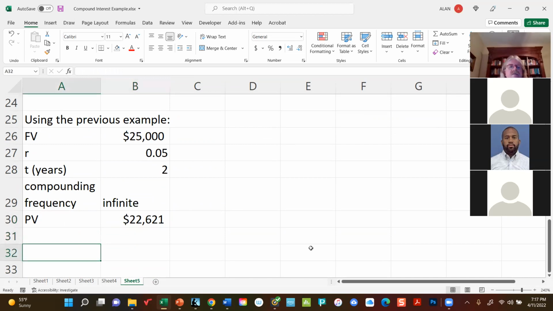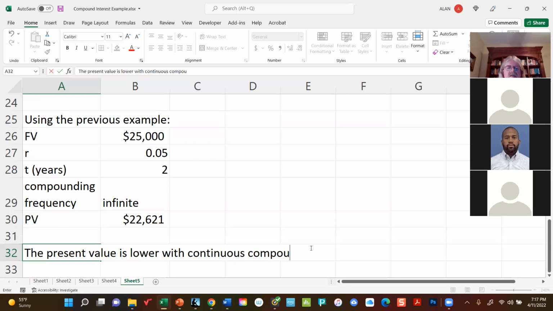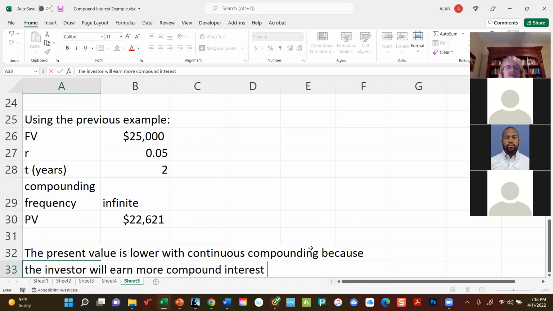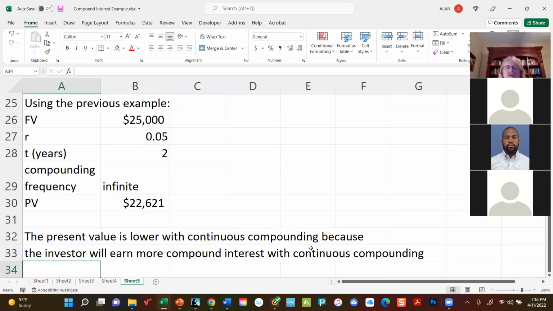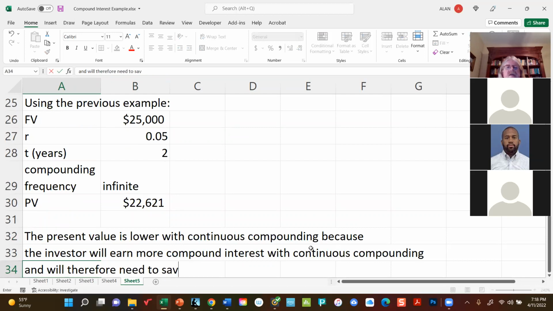So the present value is lower with continuous compounding because the investor will earn more compound interest with continuous compounding and will therefore need to save less money to reach the same goal.